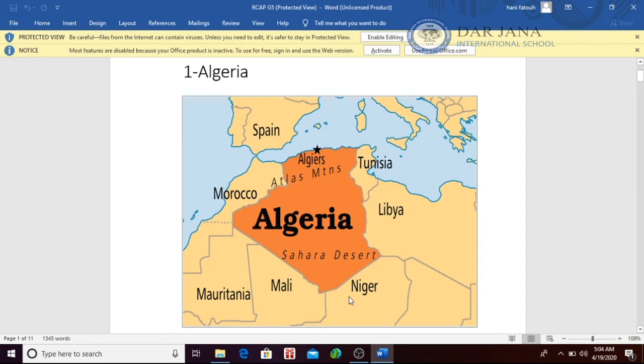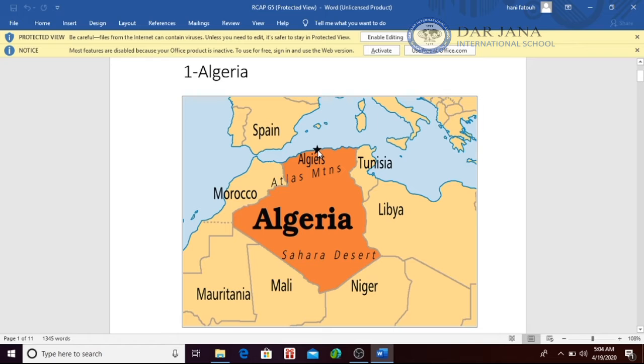We have Niger, Mali, and Mauritania counted as bordering countries from the south, and for Mauritania it's from the southwest as well. We have Morocco here to the west. And when we talk about Algeria, we have the country here, which is Algeria.